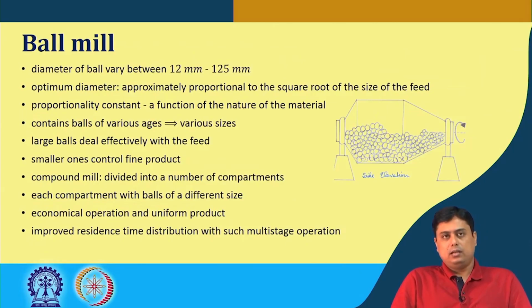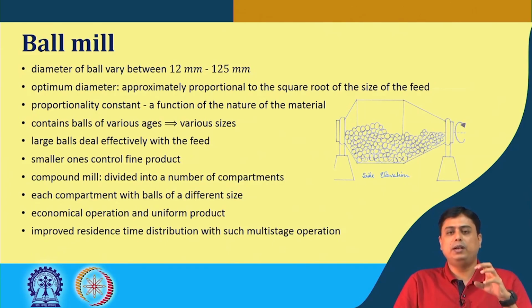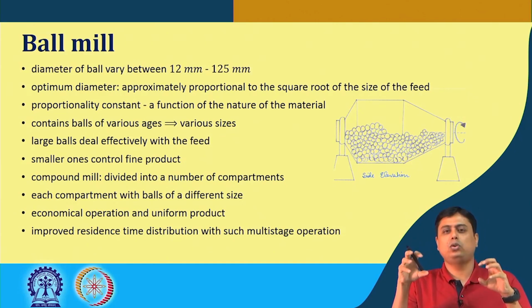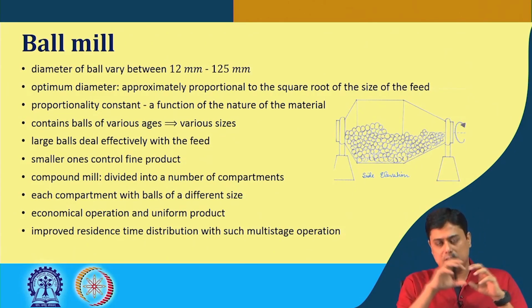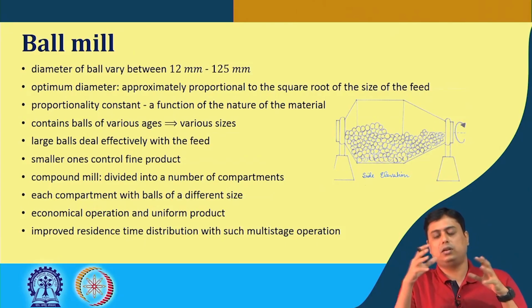The ball diameter can vary in size between 12 millimeter and 125 millimeter. Different sizes of balls are used here. The optimum diameter of these balls is typically proportional to the square root of the size of the feed, and this proportionality constant is a function of the nature of the material.